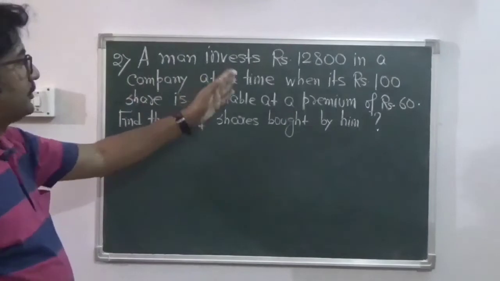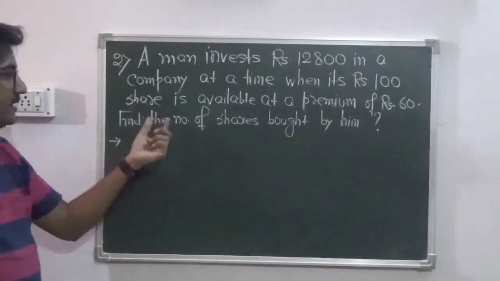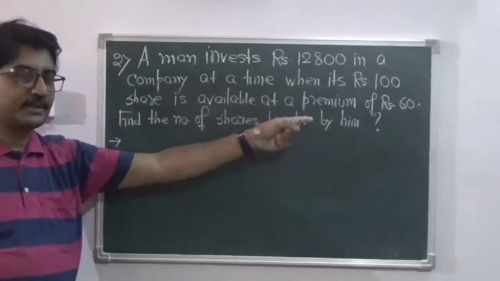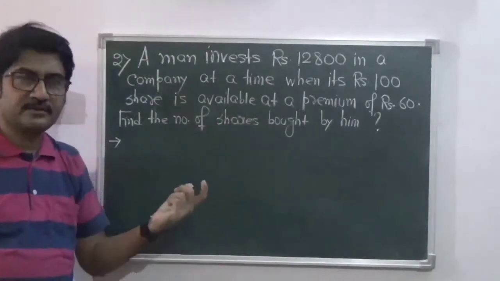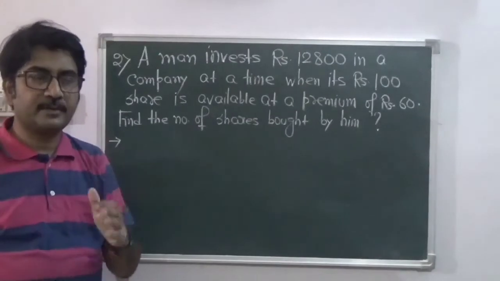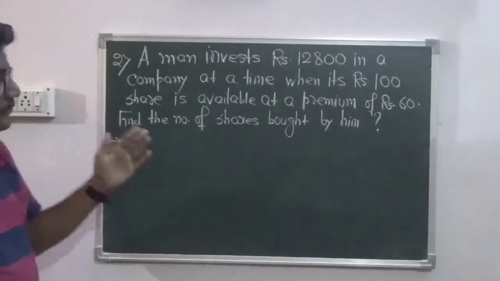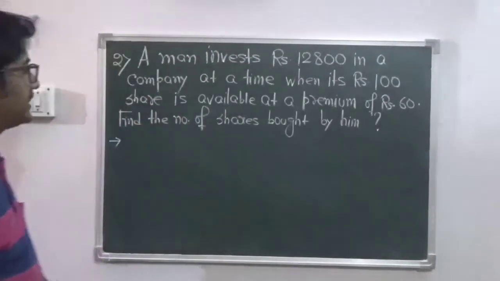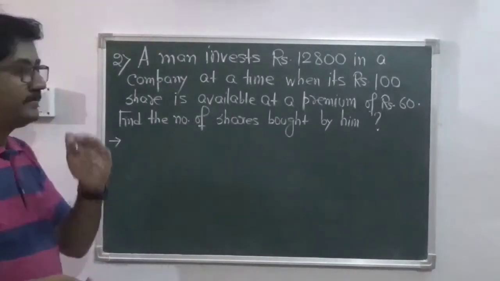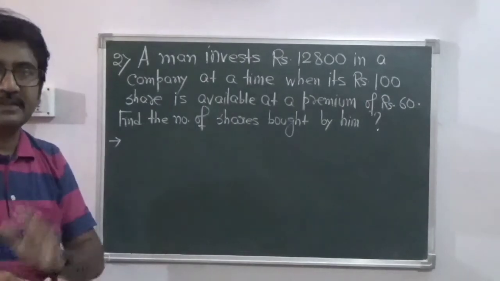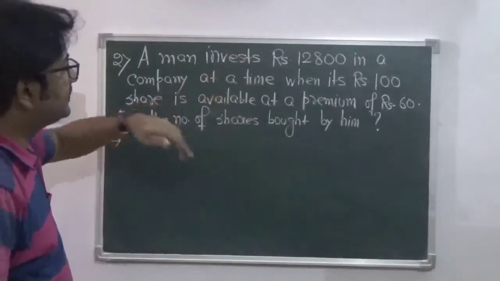A man invests rupees 12800 in a company at a time when its rupees 100 share is available at a premium of rupees 60. So find the number of shares bought by him. In the previous questions we tried to find the total investment from the purchase of shares. Now in this question we need to find the number of shares purchased. So let us first note down the information given and finally we will get the formula with the help of which we can get the total number of shares purchased by the man. So the man invests rupees 12800.